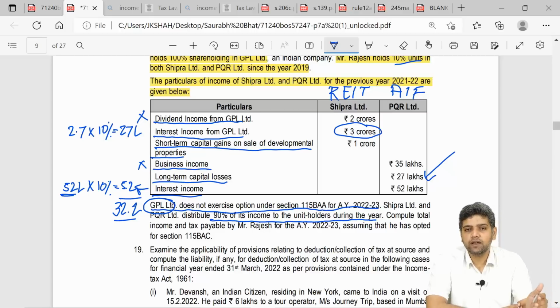First and foremost, the AIF has to, in step 1, think as if there is no pass through and set off the losses if at all permissible against other income. That is step 1. But here, since it is long-term capital losses, long-term capital loss can be set off only against long-term capital gain. So AIF would not be able to set off. So the balance loss is the same as gross loss, 27 lakhs. That would become passed through to the unit holders. So share of Mr. Rajesh in 27 lakhs would be 10%, that is 2.7 lakhs.